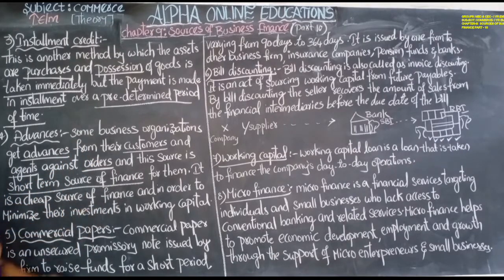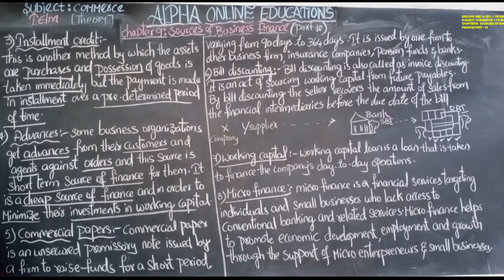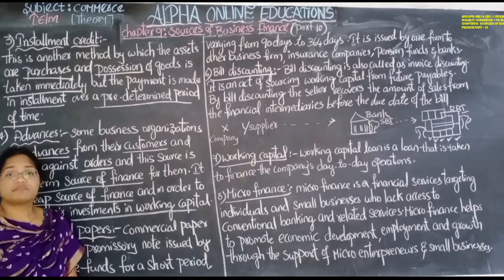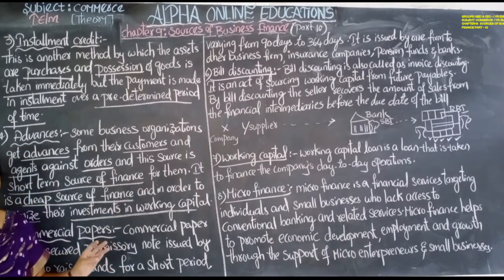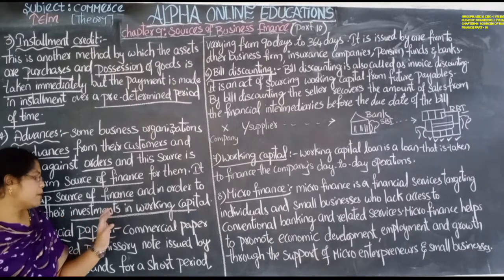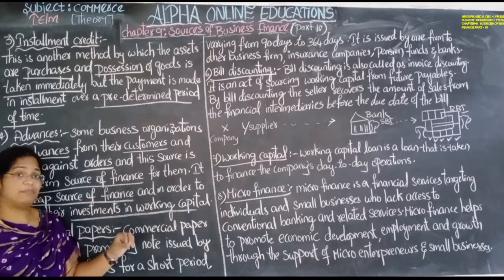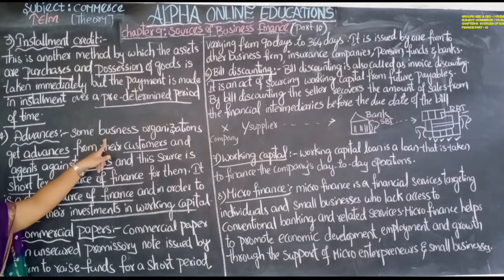It is a very cheap source of finance, and it helps the organization minimize its investment in working capital. Working capital means the capital which is used in day-to-day activities, for the purchase of raw material, for the payment of daily wages, salaries, and electricity bills. For that purpose a capital is required. That capital is known as working capital. So by taking these advances from customers and agents, it will reduce the business organization's investment in working capital.